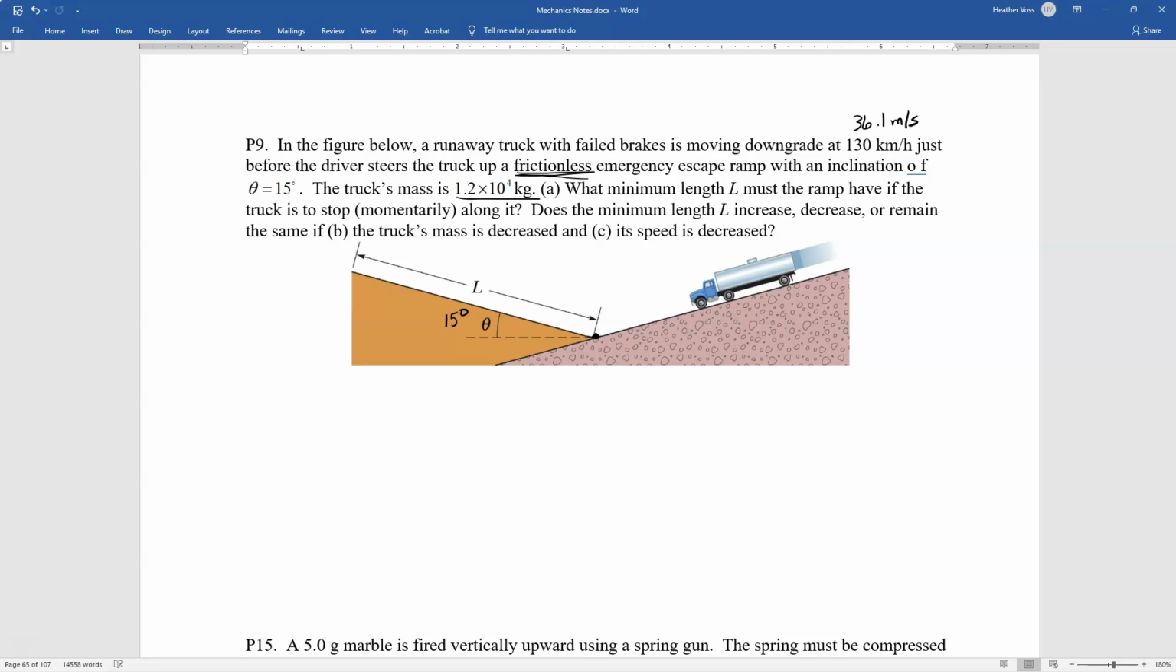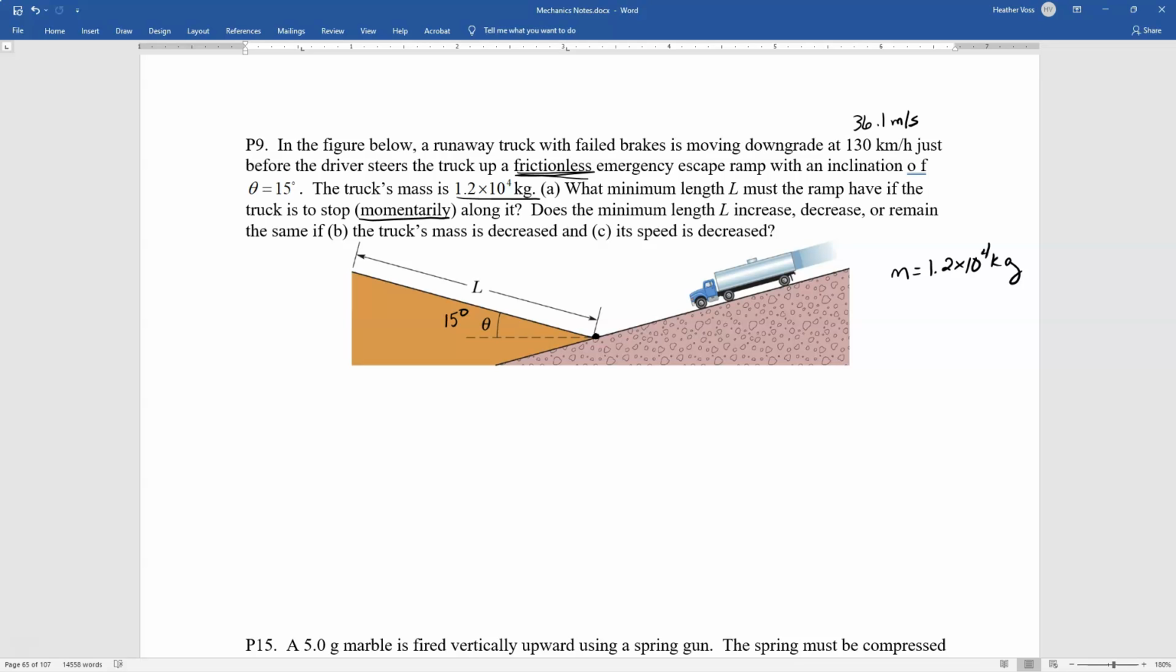We have the truck's mass. The mass of the truck is 1.2 times 10 to the 4th kilograms. And we want to know, what is the minimum length the ramp must have to stop the truck, at least momentarily? It will eventually come back down some. But what is the length it has to have to stop the truck? And will that length increase, decrease, or stay the same if we change the mass or if we change the speed? So let's get started.